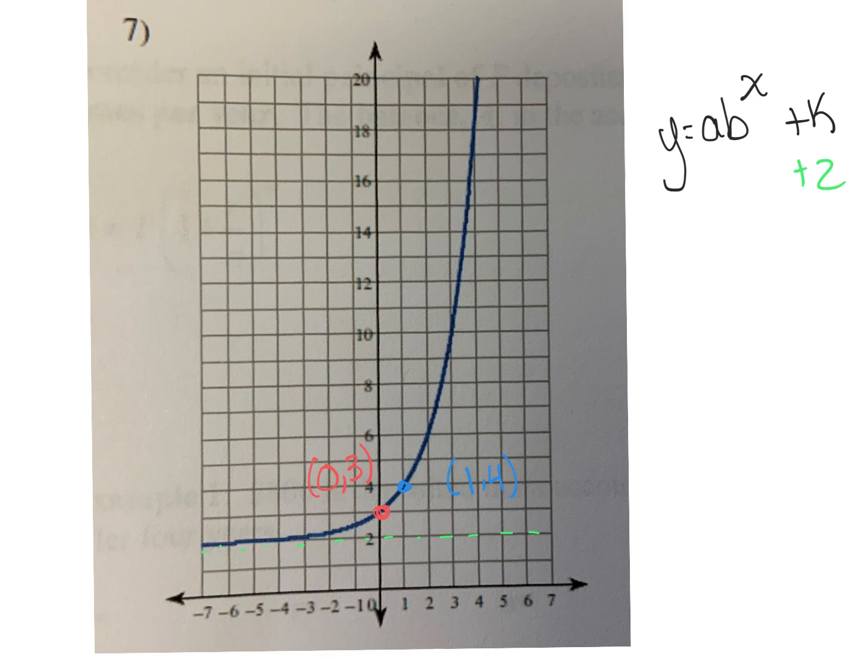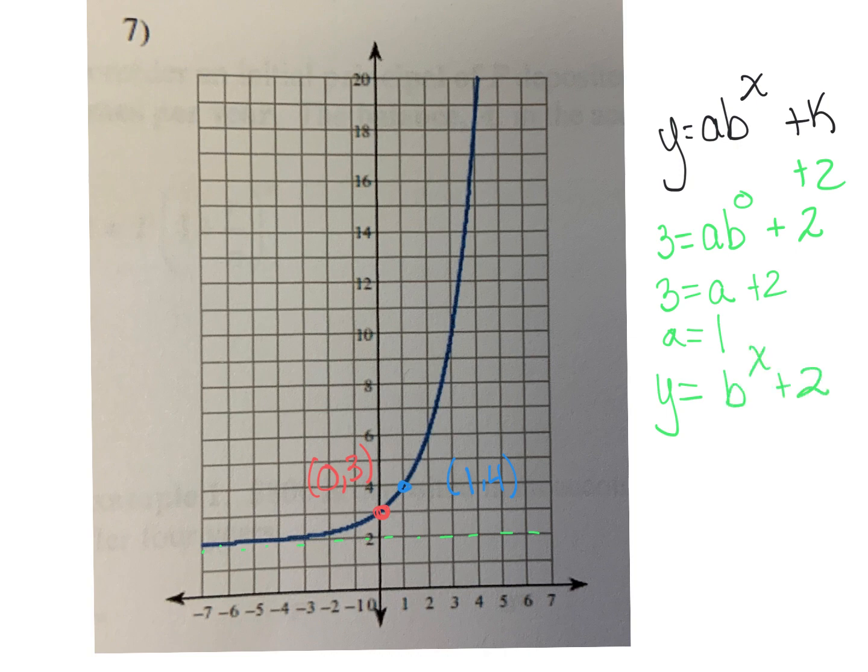So we get 3 will equal a b to the 0th plus 2. Anything to the 0th power is 1, so 3 equals a plus 2. So a equals 1. And now we can plug in a and find b. So now we know we really have y equals, a is 1, so b to the x plus 2.